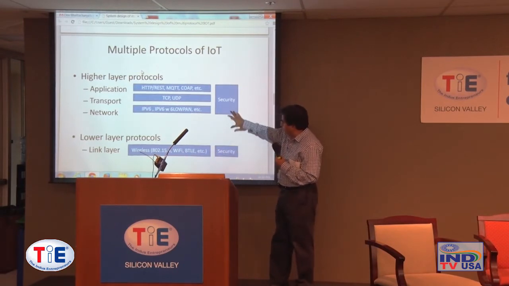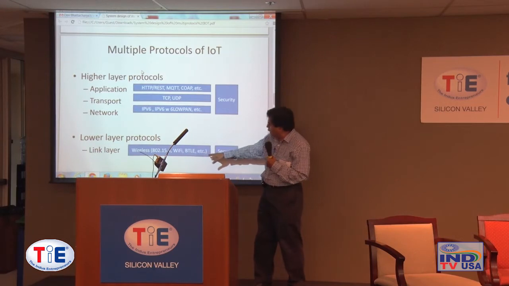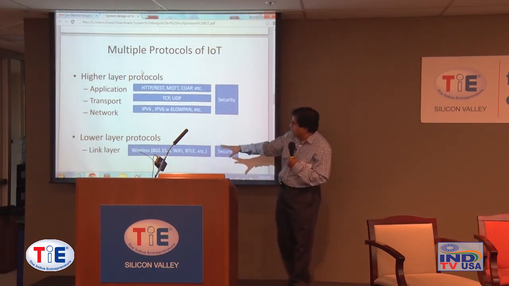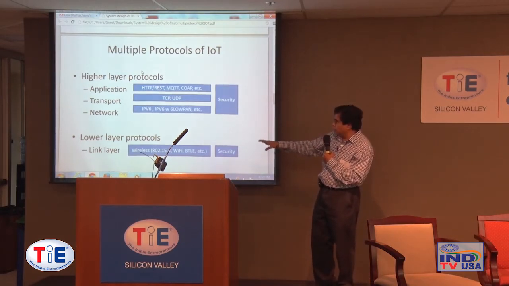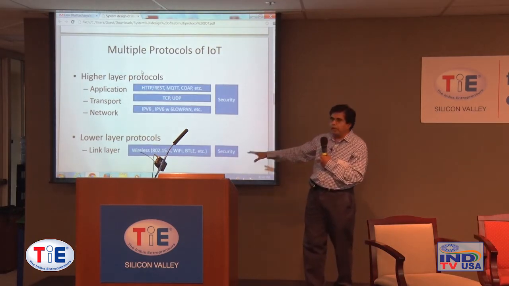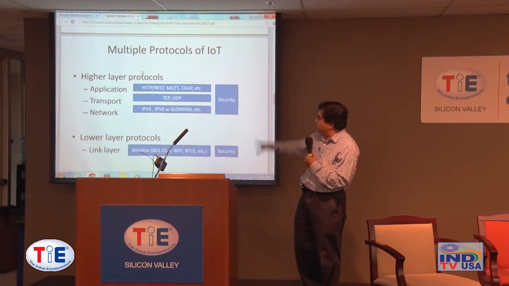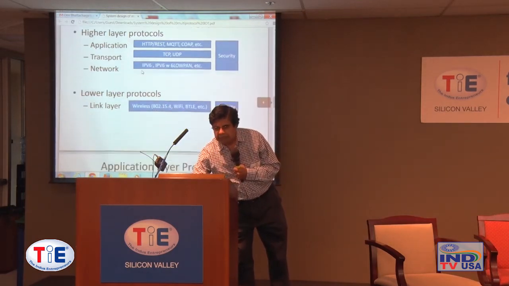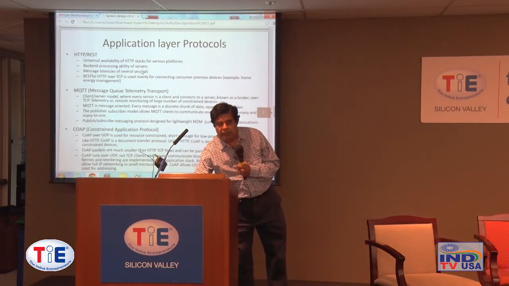And there are a bunch of security, and in the wireless level, the lower layer protocols are the wireless. This is actually MAC level and the lower level protocols, which are based on 802.15.4, Wi-Fi and Bluetooth LE. But these are very simplified, and again, there is security for all the layers. So what are the application layer protocols and what does it really mean?